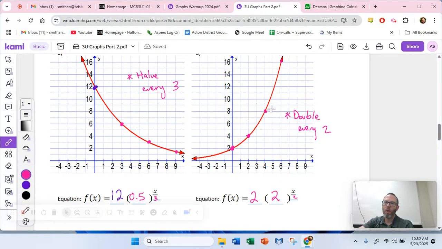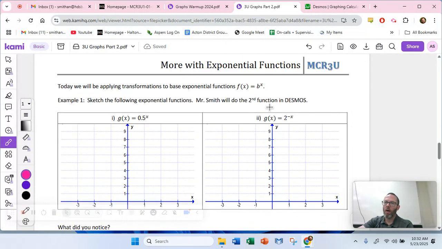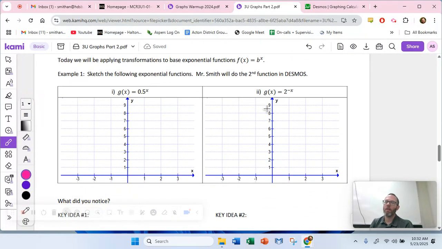All right. The 3U people are moving into something new. What I'd like you guys to do, can you guys graph 0.5 to the power of x for me? It's a bit simpler than the ones we've been just recently doing, but the rules still apply. Y is halved every 1 unit. Can you guys make a sketch of that one for me? While you guys do that, I'm going to get this second graph, 2 to the power of negative x. Ooh, interesting. I'm going to graph that one in Desmos.